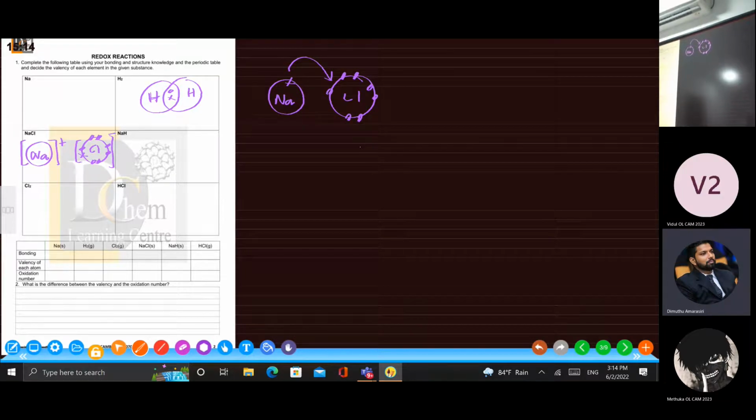Sodium nitrite is going to be a little tricky. What are we doing here? We are refreshing our knowledge on bonding, and how the electrons transfer and stuff.